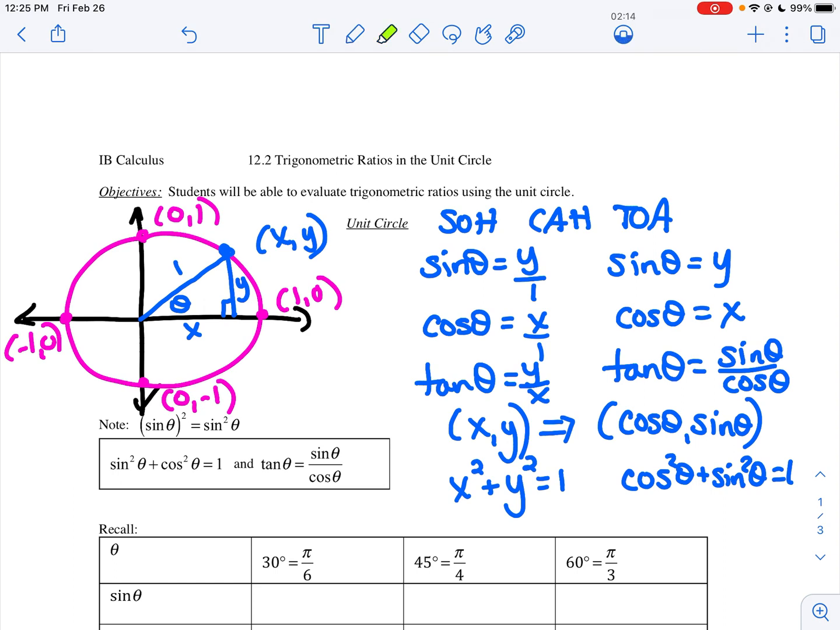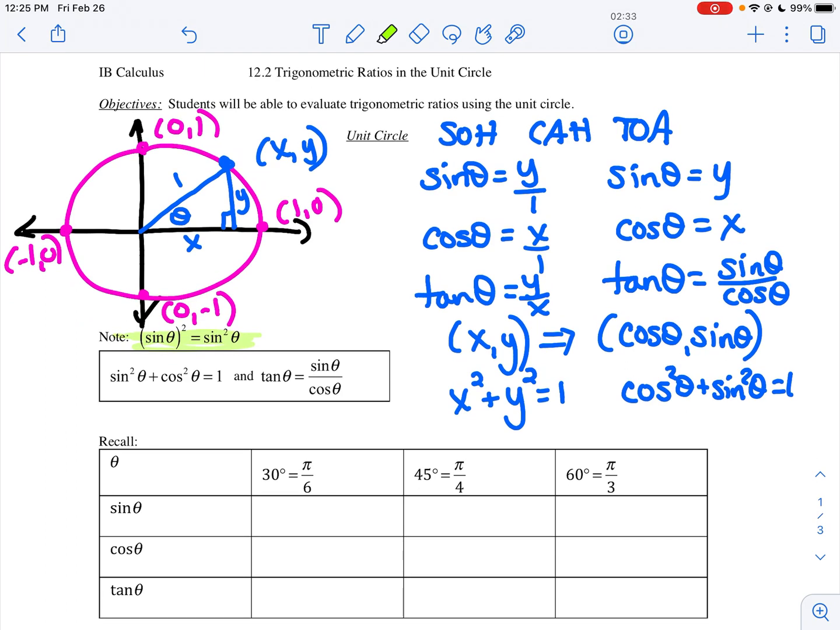A quick note here is if I'm wanting to square the sine function, we put the little 2 above the n. And for cosine, we put above the s, and in tangent, we put above the n. But it means sine theta times sine theta.